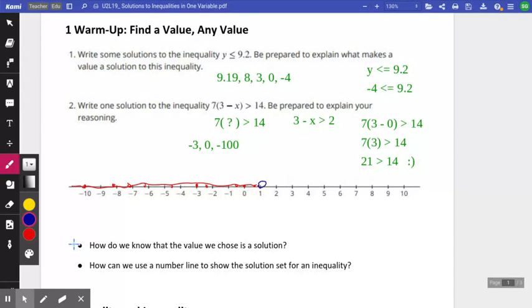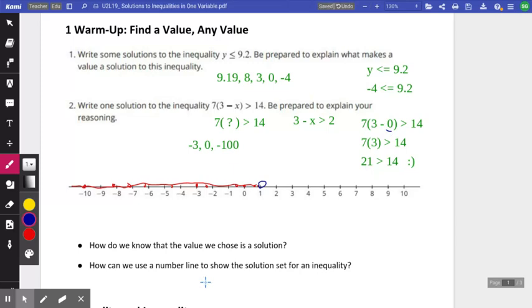For this first one, how we know that the value we chose is a solution, the theme of identifying anything as being a solution is this idea of using substitution. That is true for equations, for systems, and it's still true for our work in these last couple lessons on inequalities. If it's a solution, I should be able to substitute it in, like I did with this 0 here, and get a true statement.